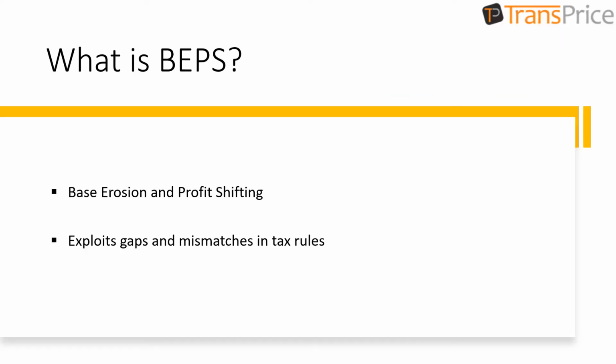To begin with, let us understand what is BEPS. The full form of BEPS is base erosion and profit shifting. It refers to the tax planning strategy that exploits gaps and mismatches in tax rules to make profit disappear or to shift profits where there is no or low taxation.